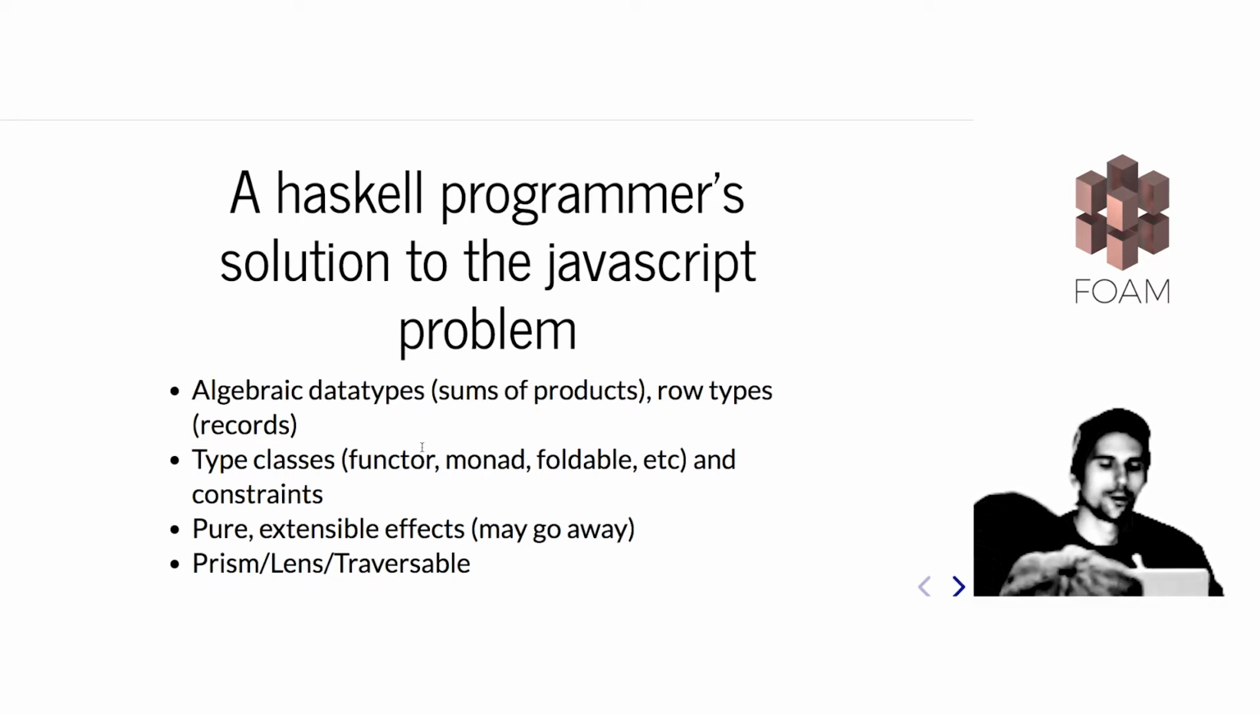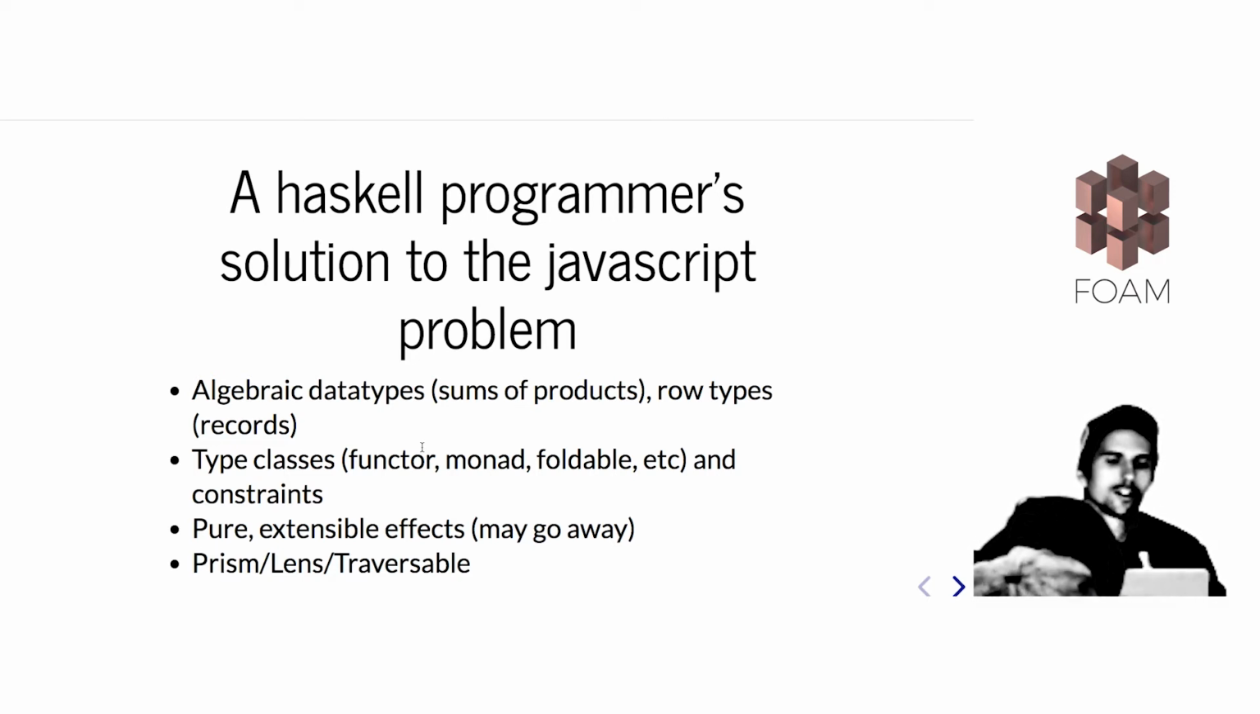Algebraic data types, row types. Algebraic data types basically means that everything is what's called a sum of a product. It's a very general decomposition of all data into one of finitely many schemas.